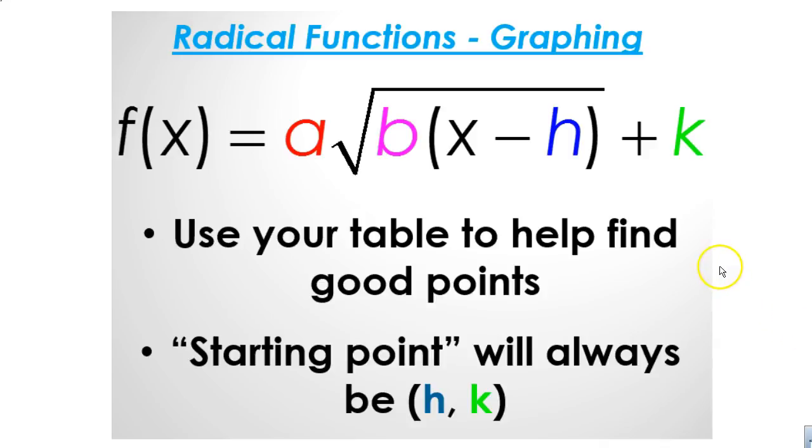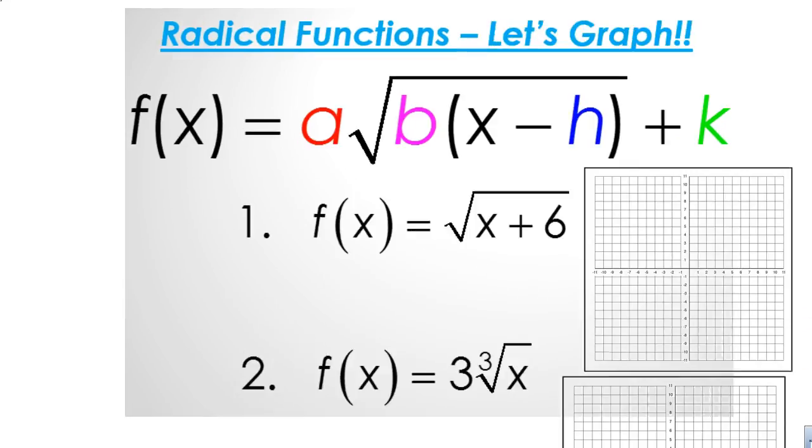So when we're graphing these radical functions, you can use your table to help you find some good points, but I want you to think of this h comma k here, the opposite of what's inside that's added or subtracted from x, and what's outside as the starting point. Especially in a square root function, this is where your first point is going to be, and everything else is going to kind of come out from that starting point.